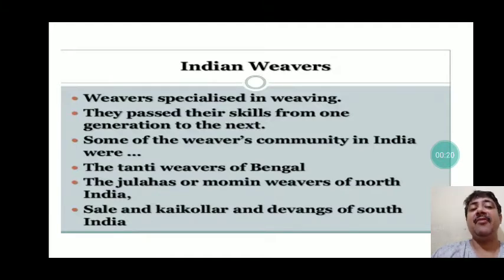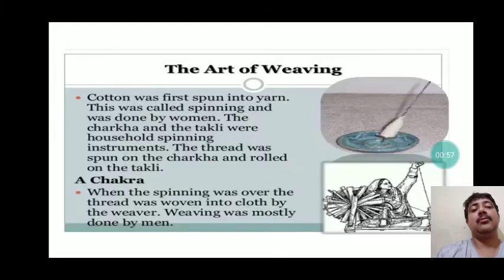What was the condition of Indian weavers? Weavers were very specialized in the weaving process. They passed their skills from one generation to the next generation. Many types of weaver communities were present in India at that time. Like the Tanti community in Bengal, Julahas in North India, and Devangas in South India. So different types of weavers were present in our country. They were weaving with their unique style, and they were well known for their different skills all over the world.